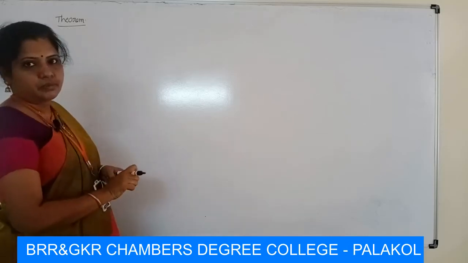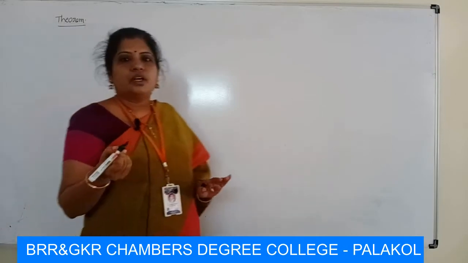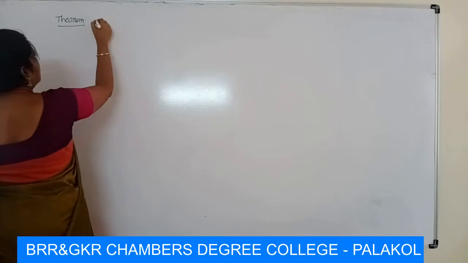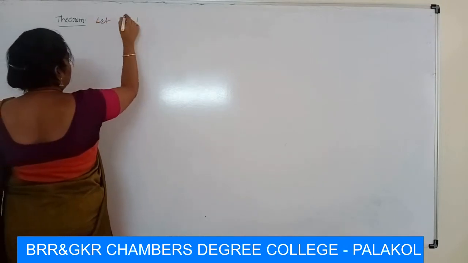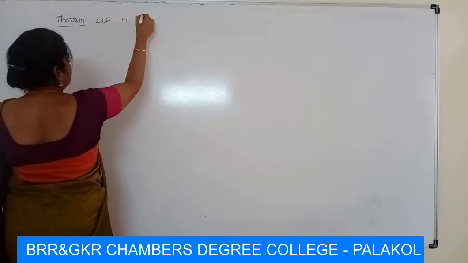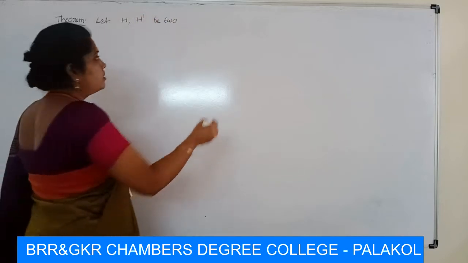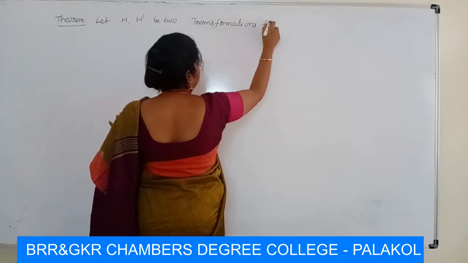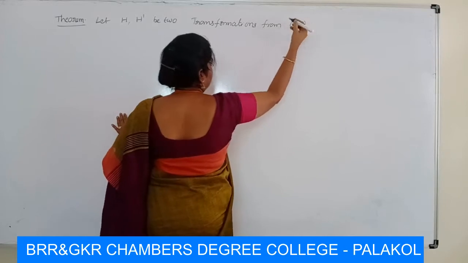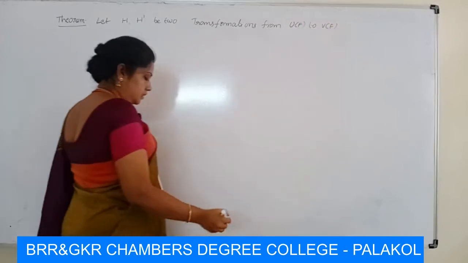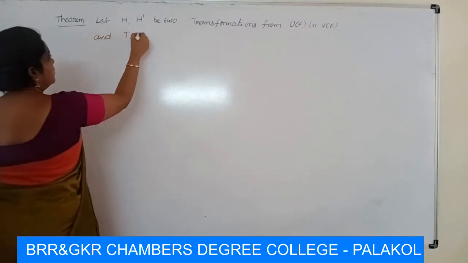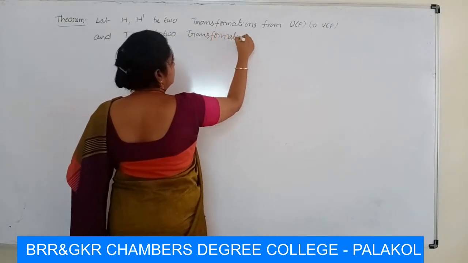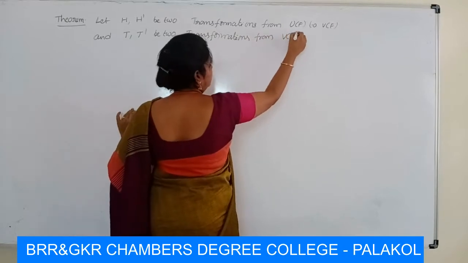Let V of F and W of F be two vector spaces, and T, T dash be two transformations from V into W, and H, H dash be two transformations from U to V. Here, first of all, H, H dash are two transformations from U of F to V of F, and T, T dash are two transformations from V of F to W of F.